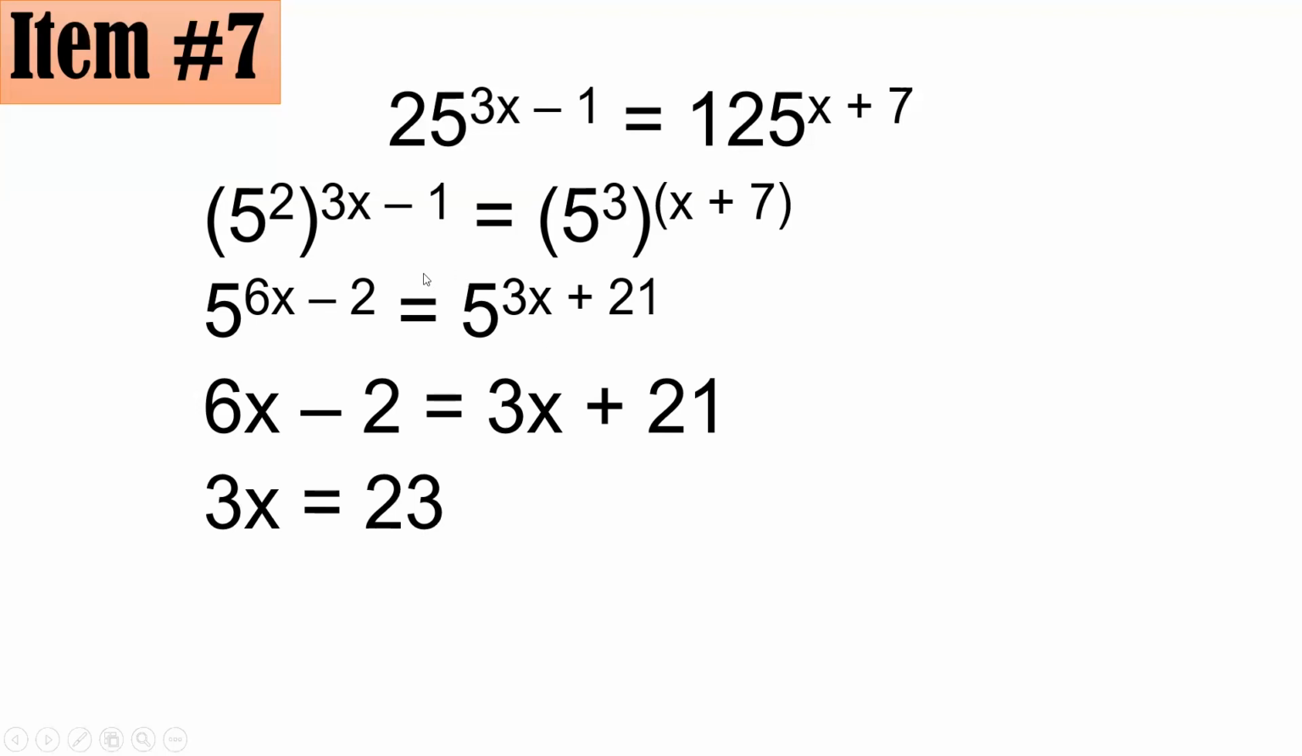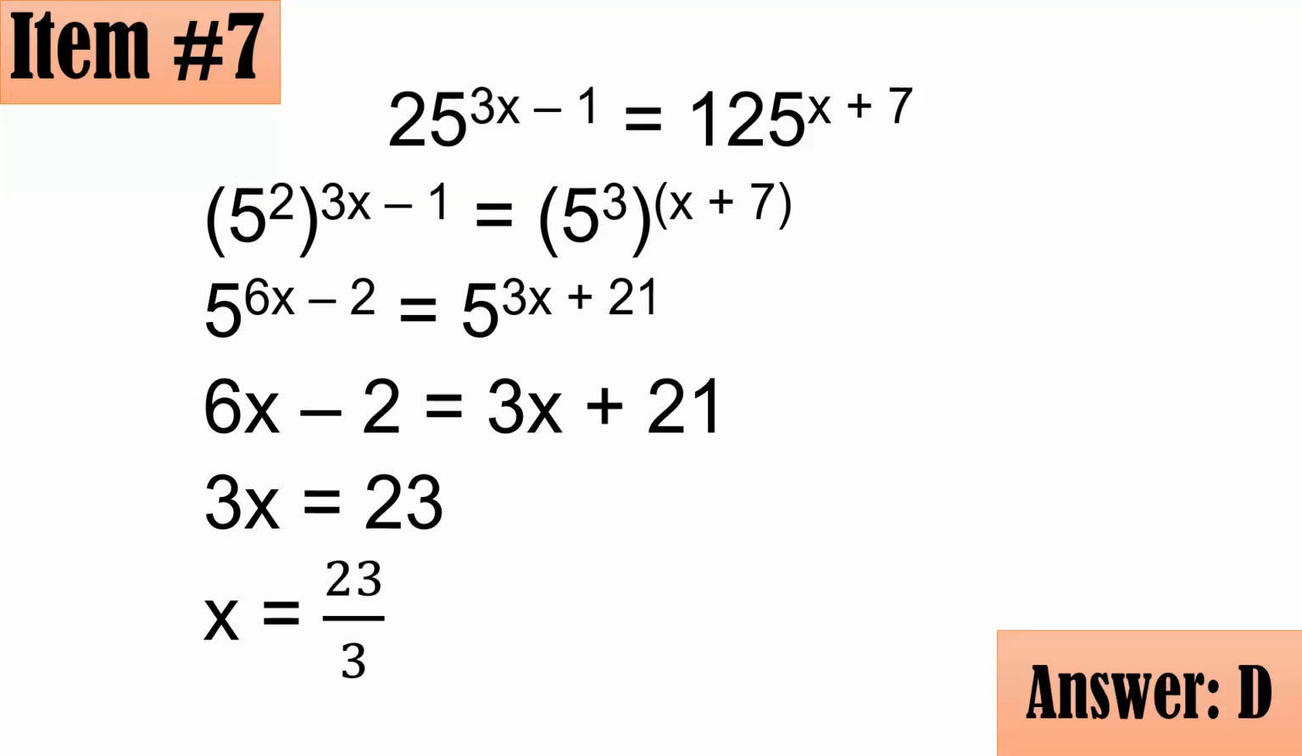So the 3x here becomes minus 3x on the left. So 6x minus 3x will be 3x. This minus 2 will become plus 2 sa right side. So 21 plus 2 is 23. And that's why meron po tayong equation na 3x equals 23. Dividing both sides by 3 will give you 23 thirds. So if you answered letter D, you got it right.